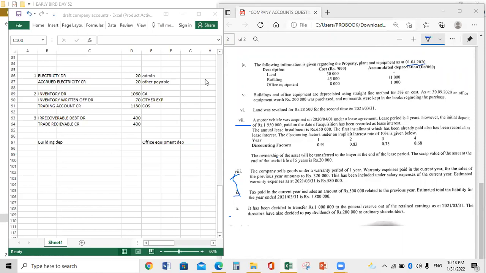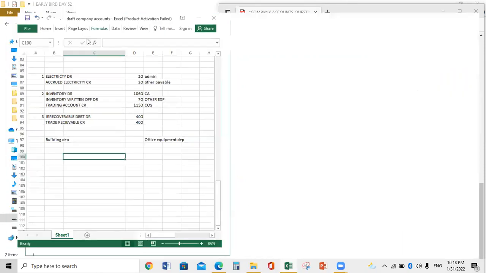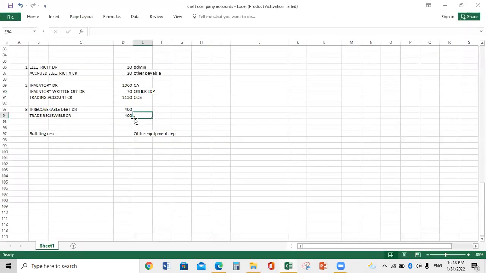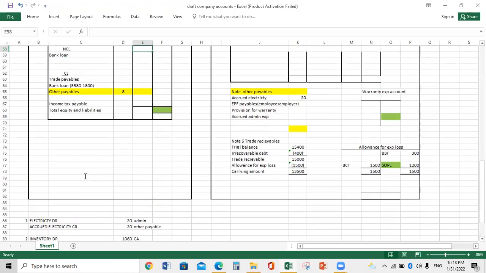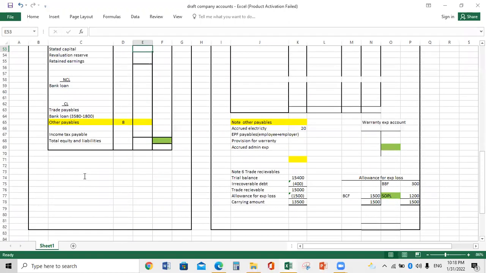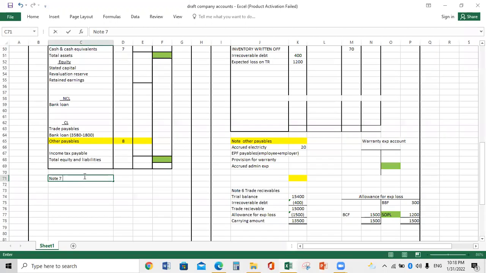So guys, you have to have a working called cash and cash equivalents. Actually, that's a note. So I'll write here, the note number is what? Note 7. Cash and cash equivalent. What is the cash value given in the trial balance? Can someone quickly tell me? How much? Cash. 800. So guys, 800 is given.